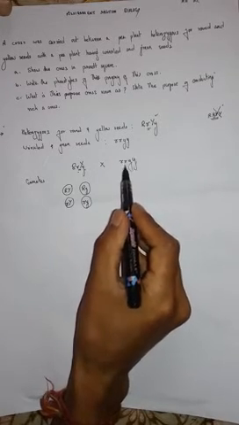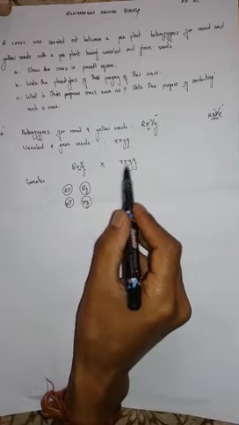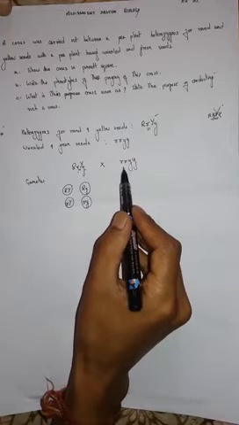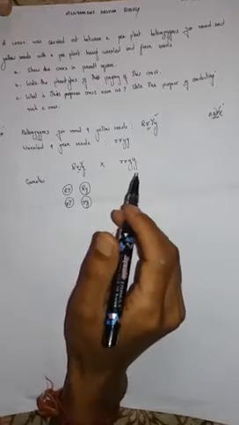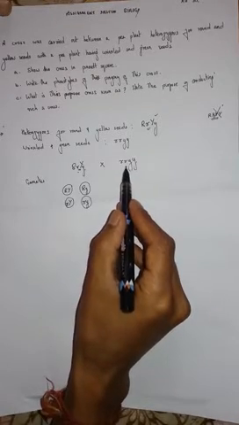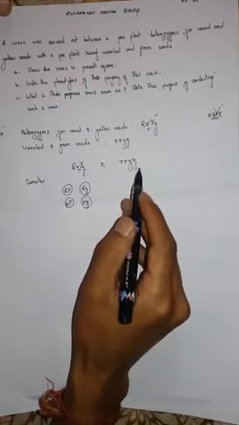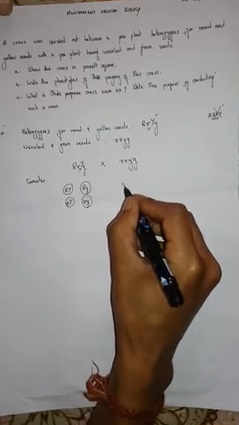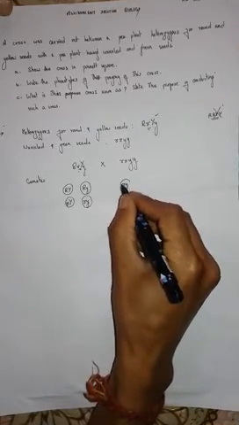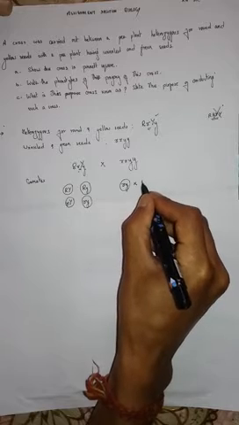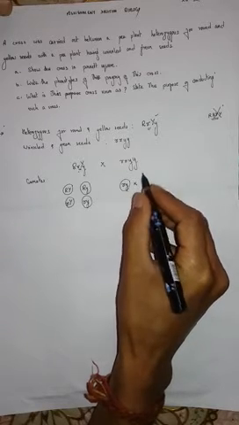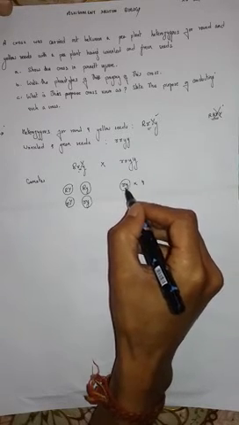Now the alleles are homozygous for wrinkled and green seeds. Since the alleles are homozygous, all four gametes produced from this parent will be the same. So all the four gametes produced from this parent contain the alleles small r, small y.